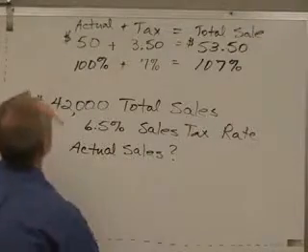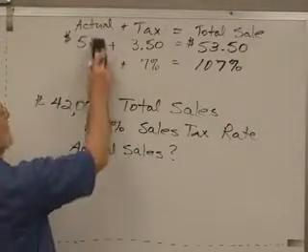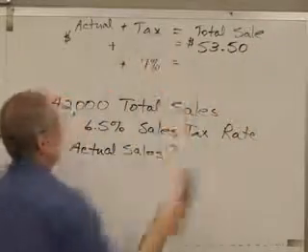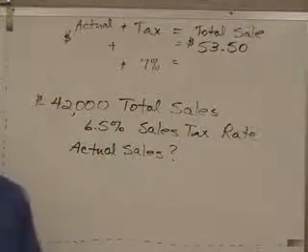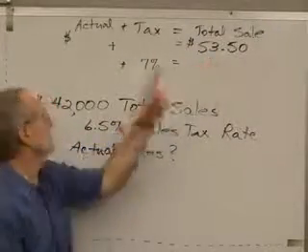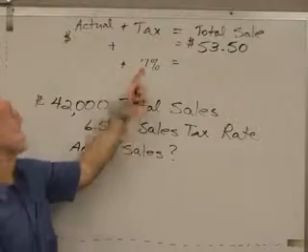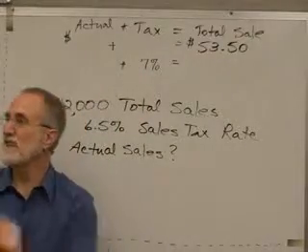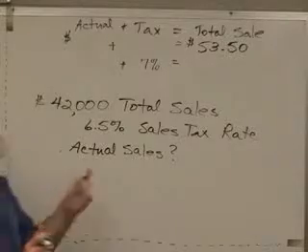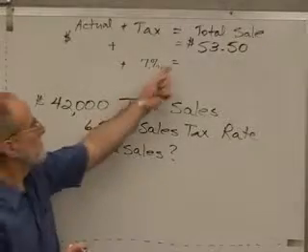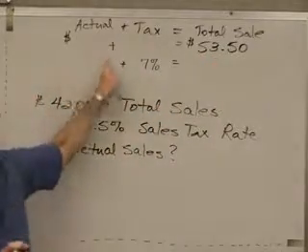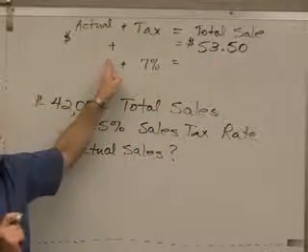But what if this is what they give us? They say the total sale was $53.50. There's a 7% sales tax rate. What was the actual sales cost before tax? Well, notice we can't multiply 7% times this because it's the actual cost that we need to multiply it by, but we don't know that yet.